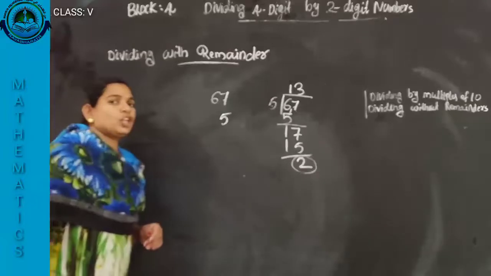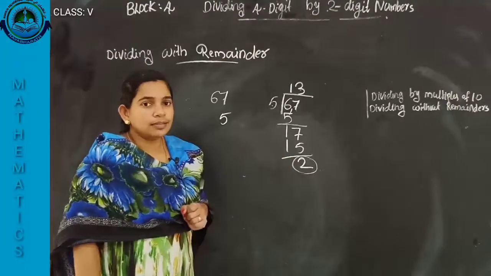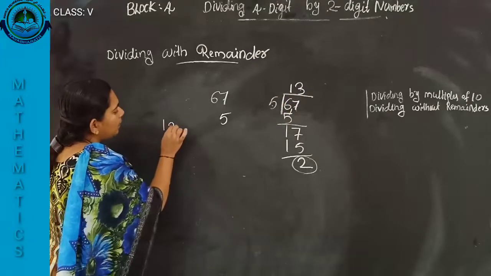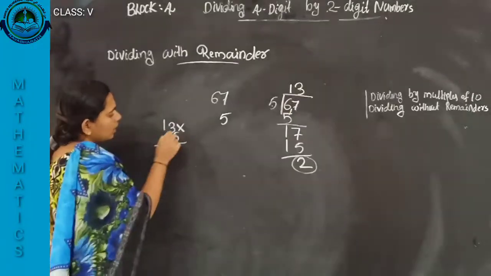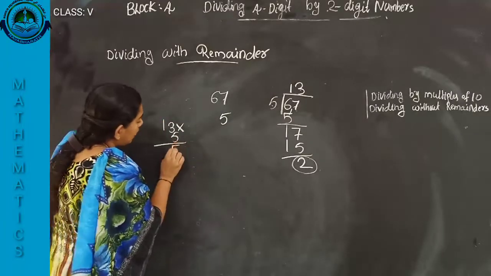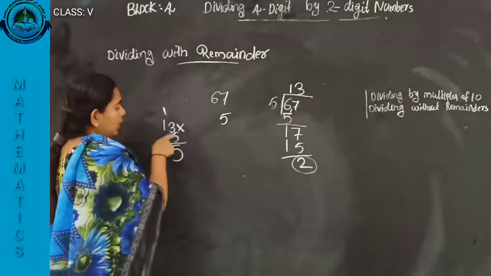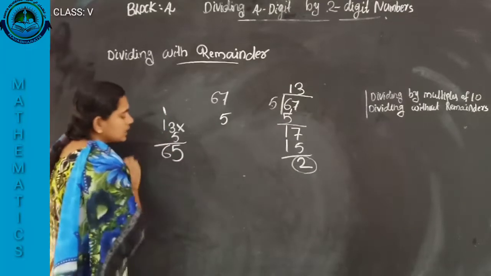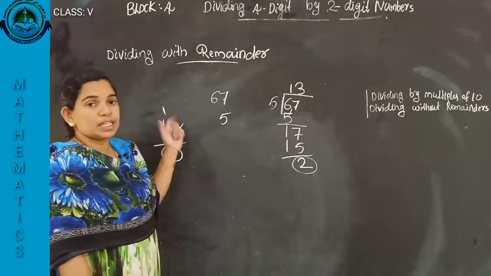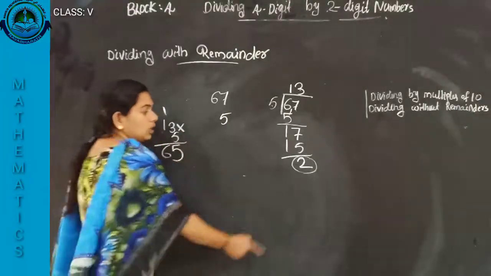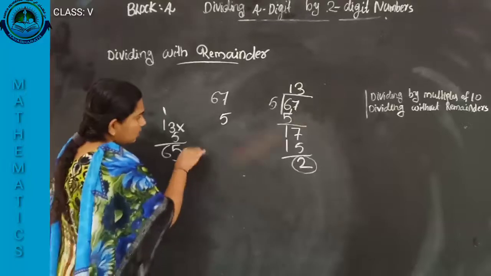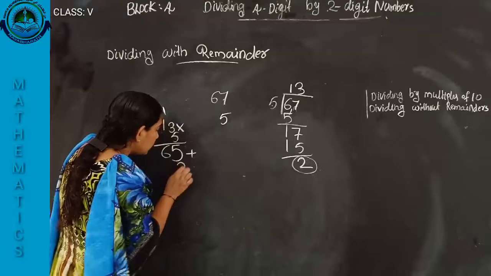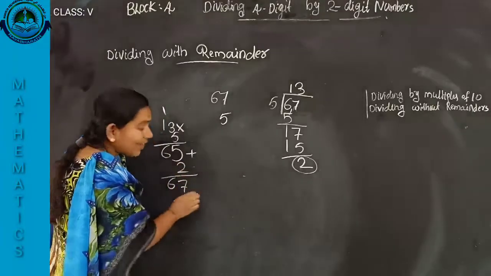Okay, do you remember that equation? So we will check from here. What is the value of 13 into 5? 3 into 5, 15. 1 carry. 1 into 5, 5, plus 1, 6. So 65. Then the remainder is there. Here we need the dividend 67. So plus 2. Yes, our answer is correct.